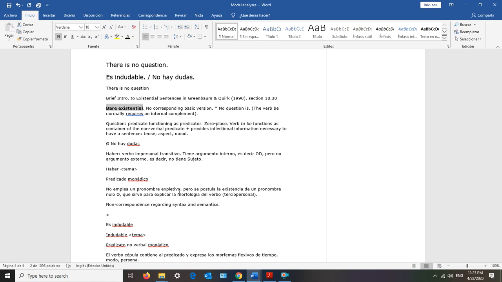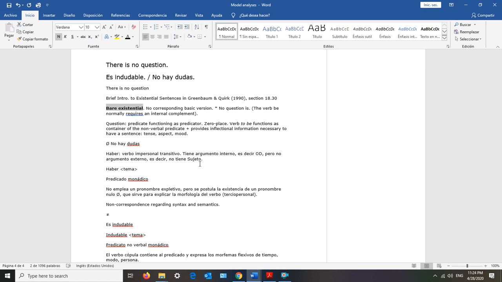We cannot have, and this is what the asterisk marks here, no question is. For the verb be normally requires an internal complement. So we need the arrangement with the unstressed there to have a grammatical form. There's no question. This is what is meant by labeling this type of existential sentence as bare existential. This is the type of existential sentence that seems not to have a more basic counterpart associated with it.